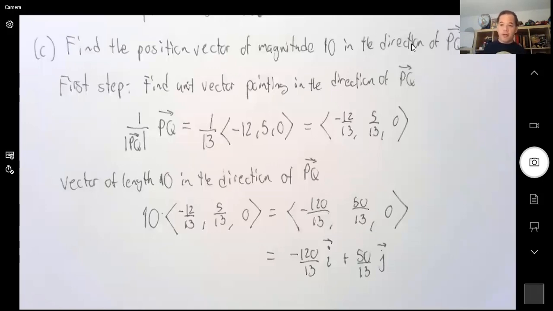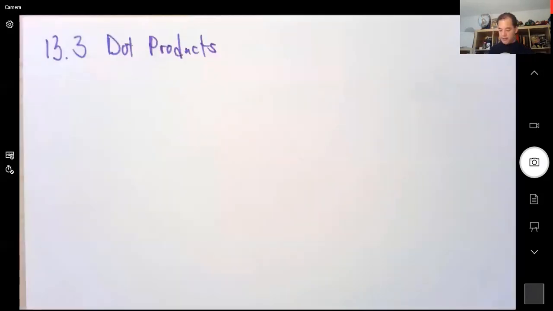The next section is called dot products, and we're going to spend a couple of days on it, so today and tomorrow, we'll be talking about this. This is going to be a new operation that we're going to define, and I'm going to go right ahead and define it, and then we're going to discover some properties about it, and we'll talk about why this dot product is actually useful. It's very, very useful to figure out how vectors are related amongst themselves.